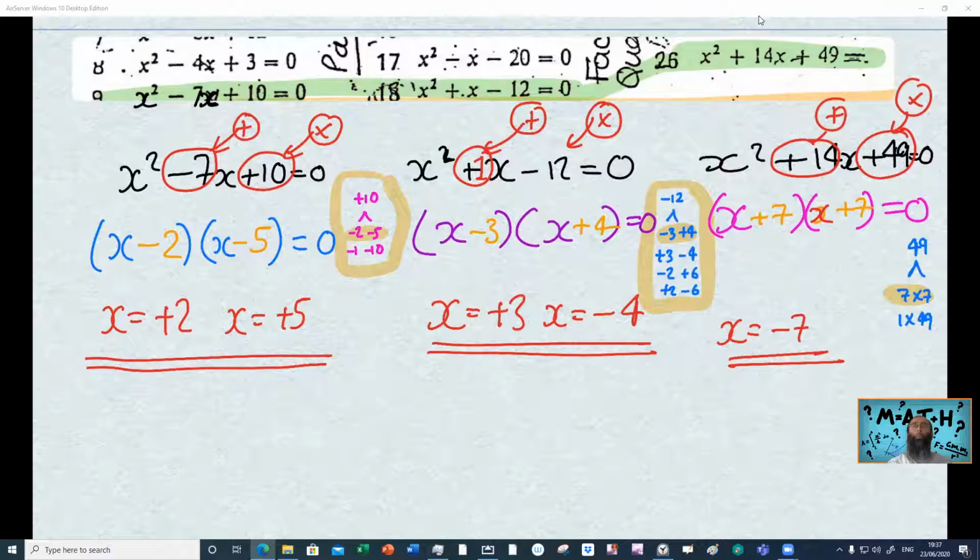We don't need to write down -7 twice. It's called a repeated root. So you only need to write it once. If you write it twice, it won't be wrong, but that's unnecessary. So there's the solution to the questions now.